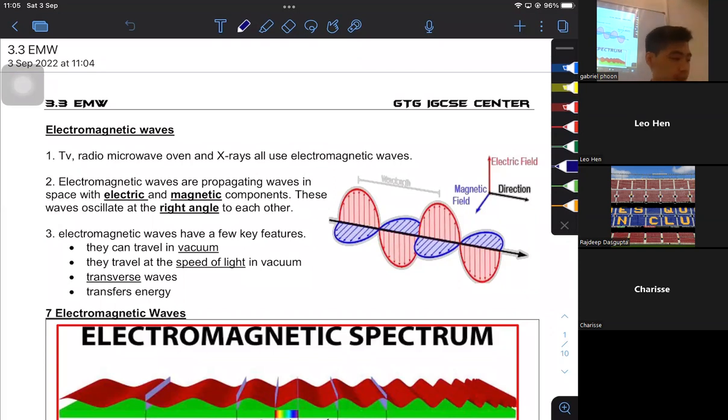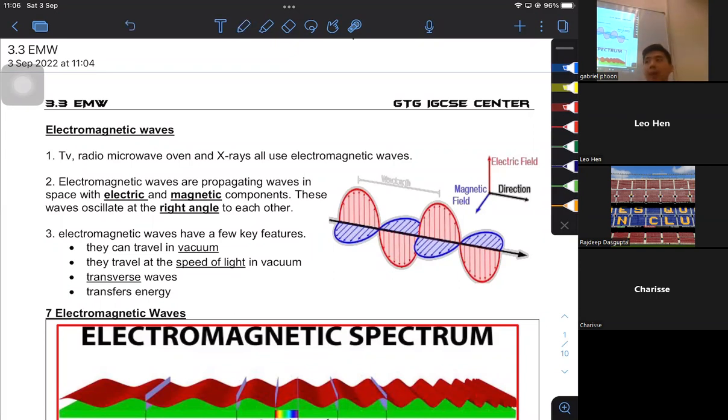Okay, let's begin, guys. All right, guys, today is going to be a very easy chapter. We're basically going to learn something known as electromagnetic waves. As you can see from the name itself, it is essentially a type of wave with the electric and also magnetic component in it. That's why it's called an electromagnetic wave.